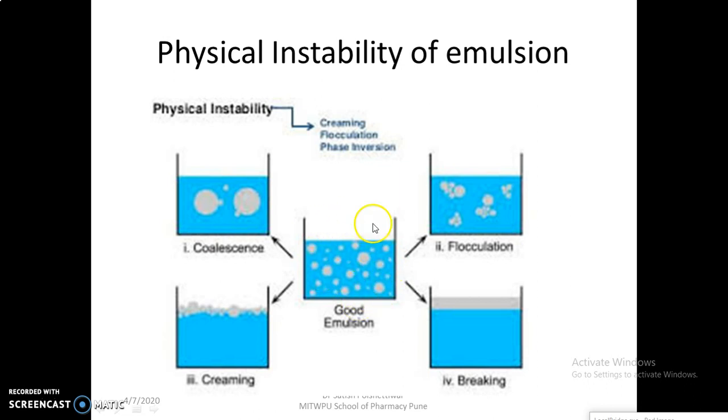You have to add such an emulsifying agent that will form this. You have to avoid all these four problems: flocculation, breaking, creaming and coalescence. Flocculation can be prevented by reducing the particle size, the globule size. One can reduce the globule size and the flocculation problem will be resolved. Breaking of emulsion occurs if you are not adding any emulsifying agent, then the emulsion breaks. You have to add a proper emulsifying agent by considering the HLB value.